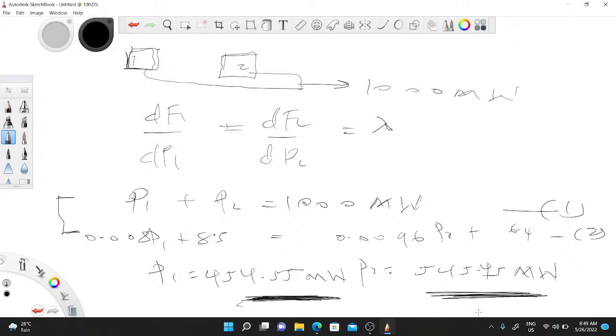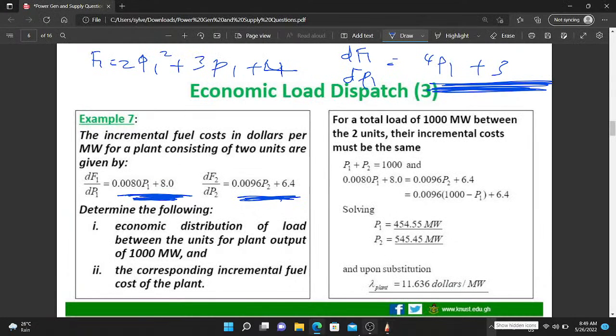So this is the first set of questions that can come, and that is economic dispatch. They'll give you two units and their incrementals, and then you're supposed to find the power generated by each of the units. Now the next question is for us to find the corresponding incremental fuel cost. That's the lambda.